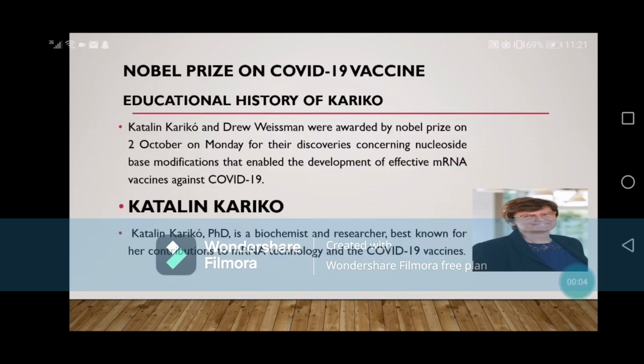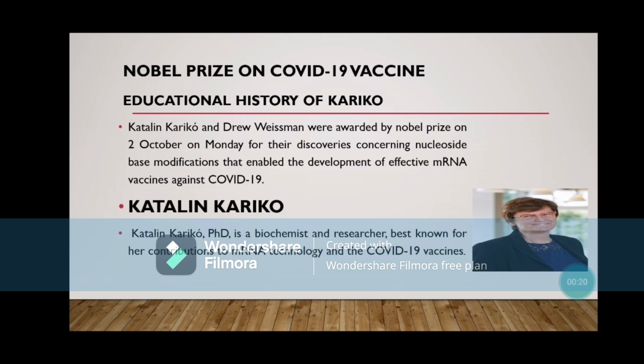Let's talk about the Nobel Prize on COVID-19 vaccine. There were two scientists who got the Nobel Prize on the COVID-19 vaccine. One was Katalin Karikó and the other one was Drew Weissman. Educational history of Karikó.